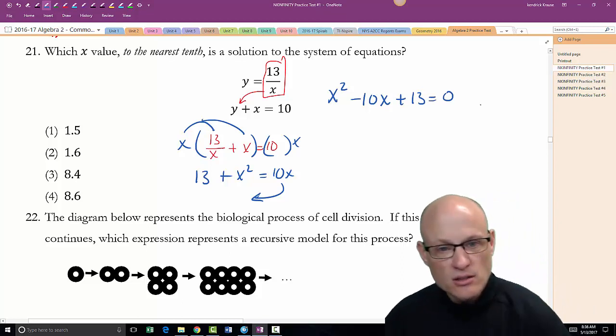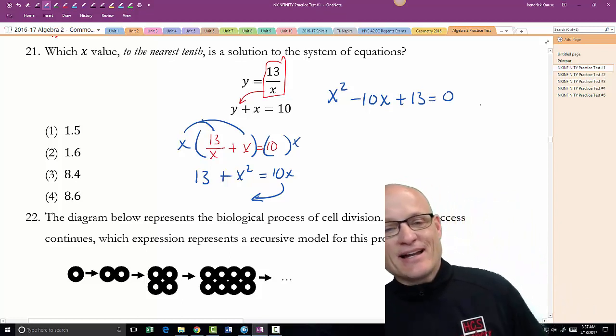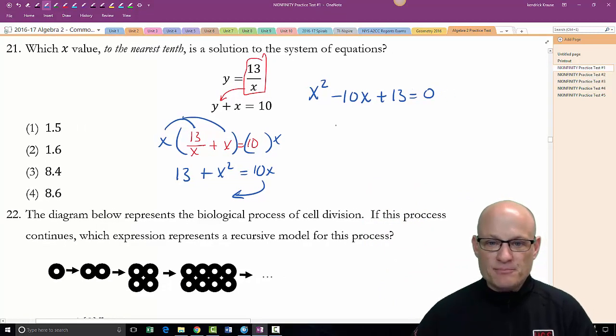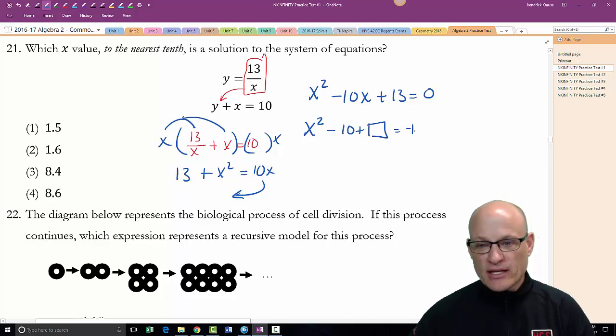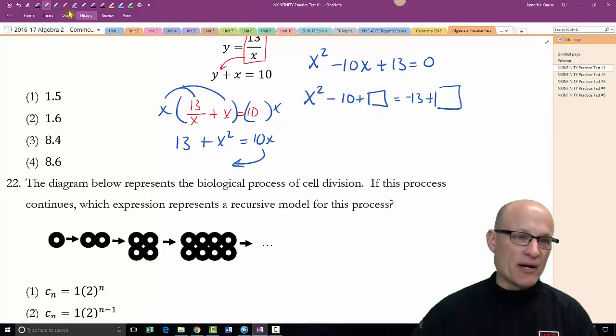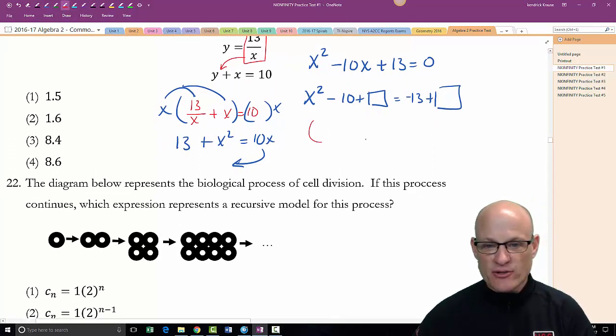Wow, that's not nice. By the way, I'm going to do this 2 different ways. I'll do quadratic formula, and I'm going to do completing the square. X squared minus 10X plus a square equals negative 13 plus a square. This is not how I would do this problem if I was doing it on my own. I'll show you in a second how I do that.